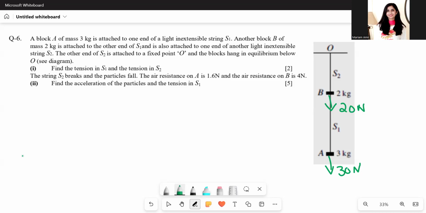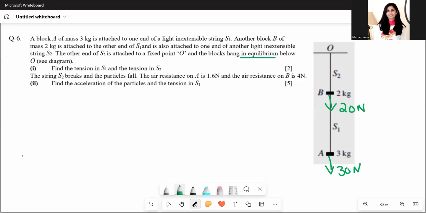Okay. Next, it says that the other end of S2 is attached to a fixed point O, and the blocks hang in equilibrium below O. Equilibrium means that there's nothing moving in here. Find the tension in S1 and the tension in S2.